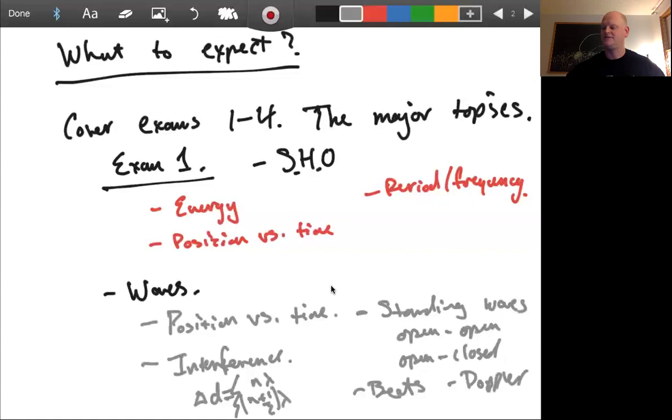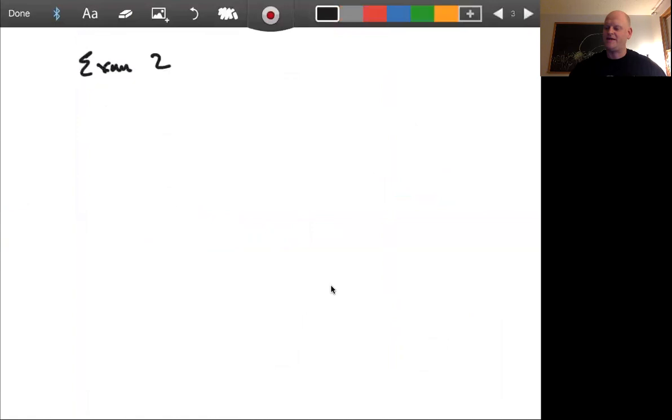So what about exam number two? Exam number two basically was what? Electric fields, electric forces, and potentials, right? So let's start off with electric force. Here we're looking at mostly Coulomb force. So this was basically one topic. Another major topic on here again was the electric field.